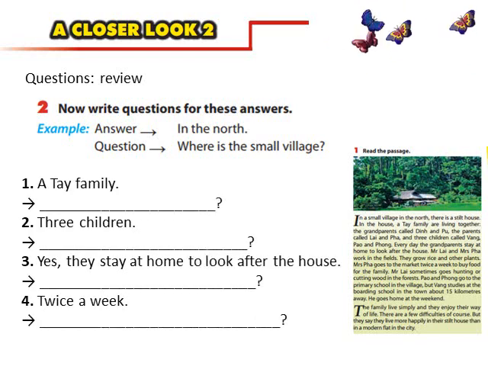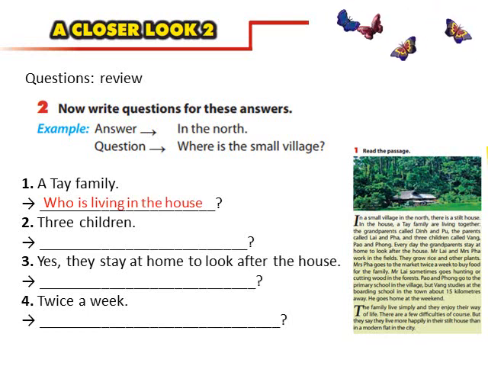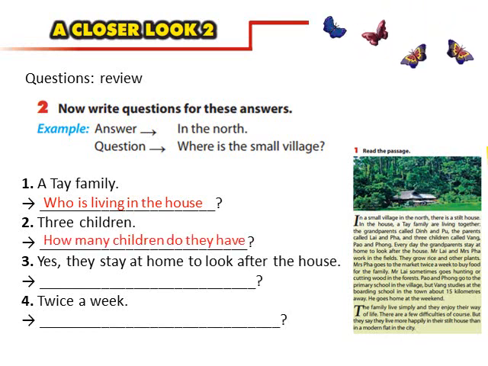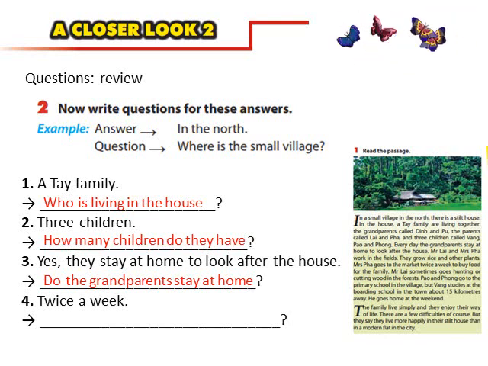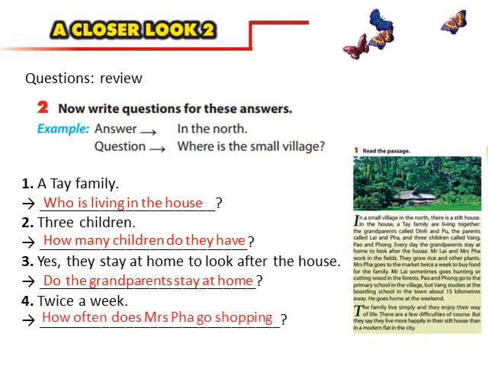Now we have four answers. The answer number 1, a Tay family. Who is living in the house? The answer number 2, three children. How many children do they have? The answer number 3, yes/no questions. Do the grandparents stay at home? Last one, twice a week, how often? How often does Mrs. Fa go shopping?